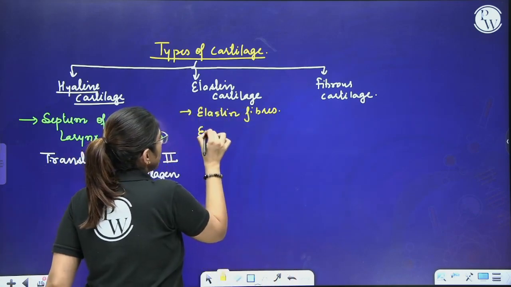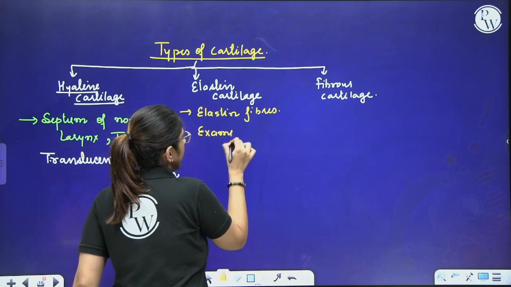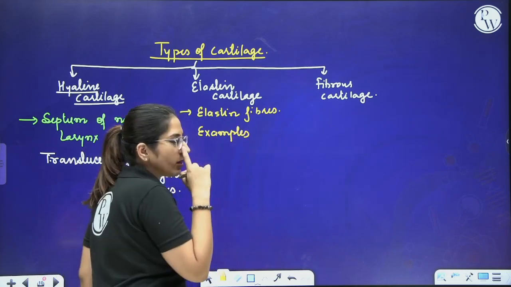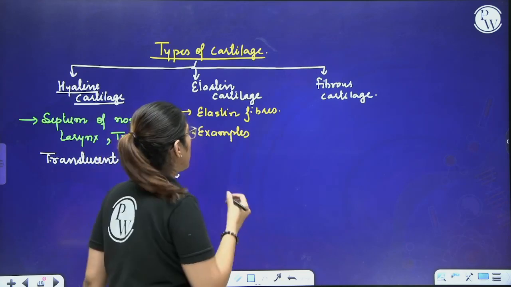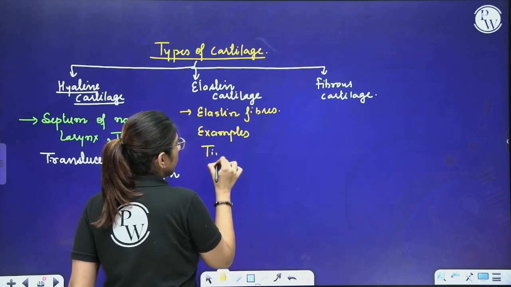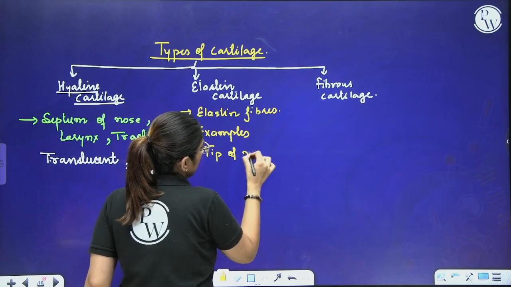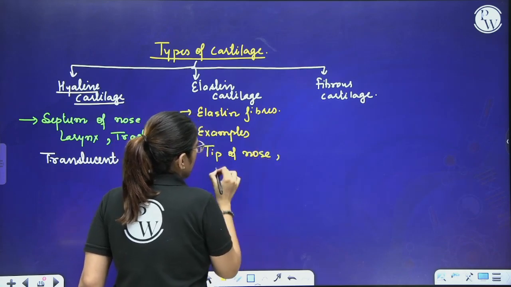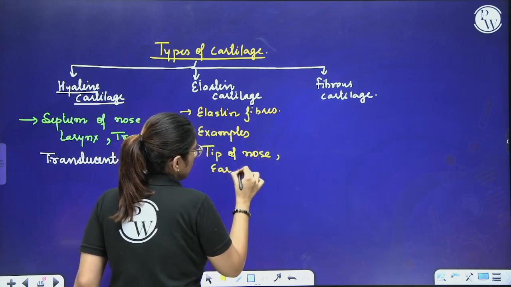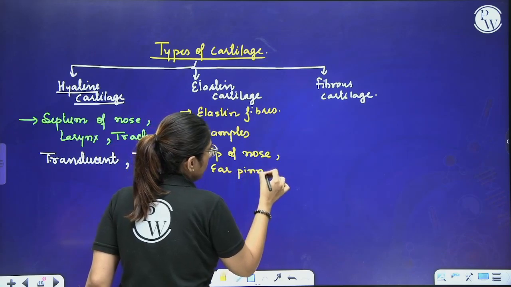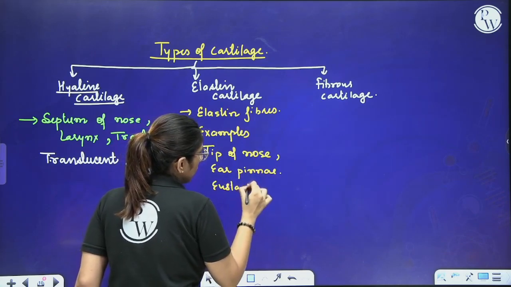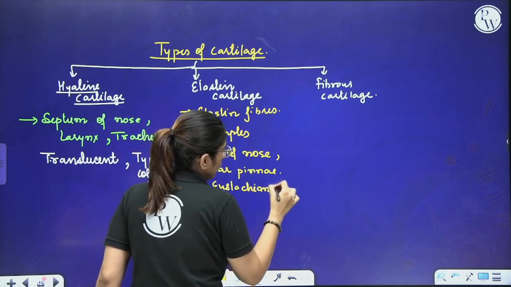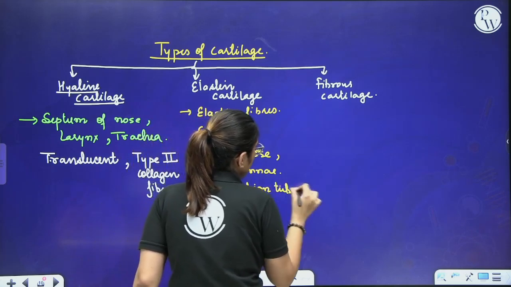Here are the examples, very important, let's write examples. So the septum of nose, we talked about it. Now let's talk about the tip of the nose. So this you're going to find in the tip of nose, the ear pinna, the Eustachian tube. So these are some examples.